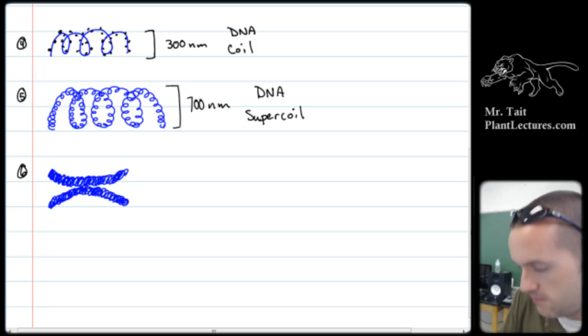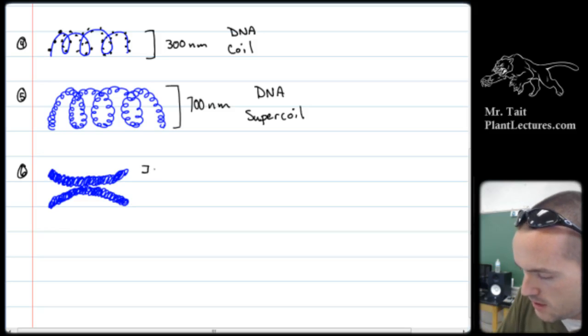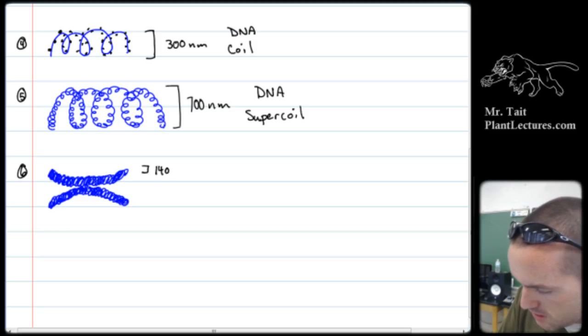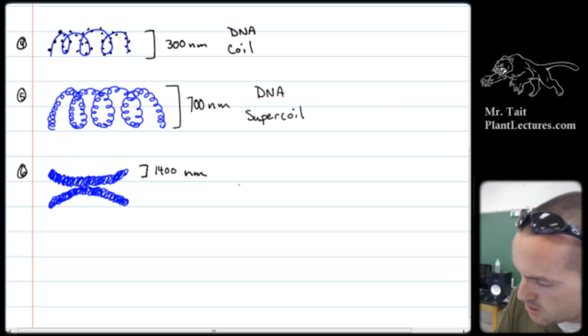What's that thing called? Chromosome, right? And the width of a chromosome is roughly 1,400 nanometers. And that's called a chromosome.